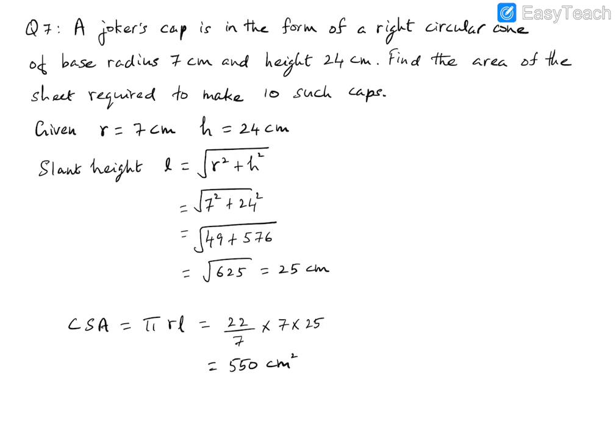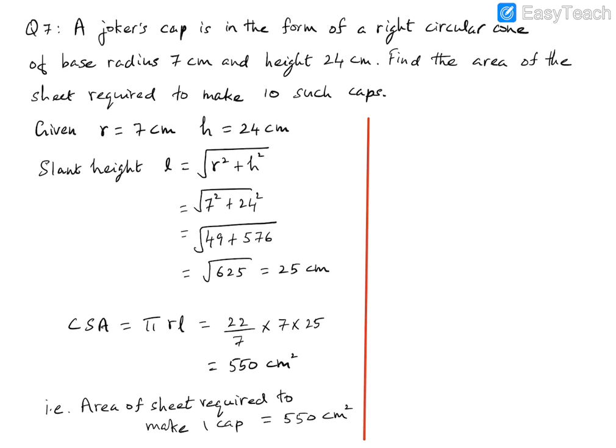So that's the curved surface area of one cap. So we now have the area of the sheet required to make one such cap, and that is the curved surface area of a single cap, which is 550 centimeters square. So we can now calculate the area of the sheet required for 10 such caps. So area of sheet required for 10 caps equals area of one cap into 10.